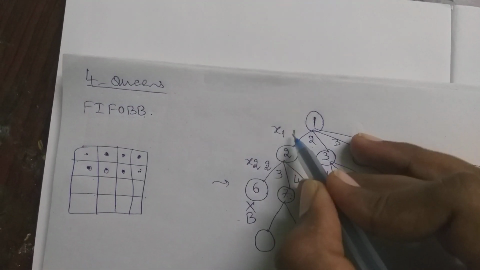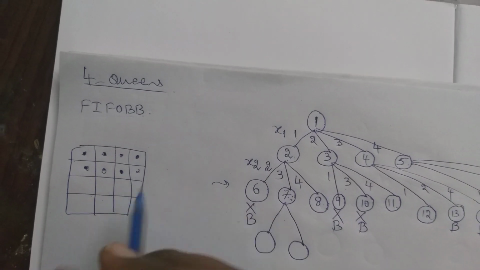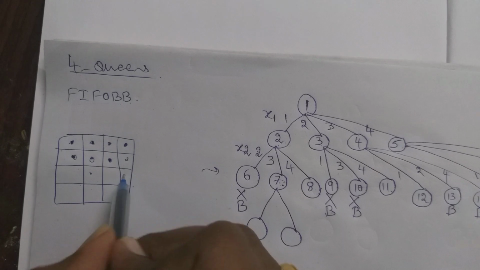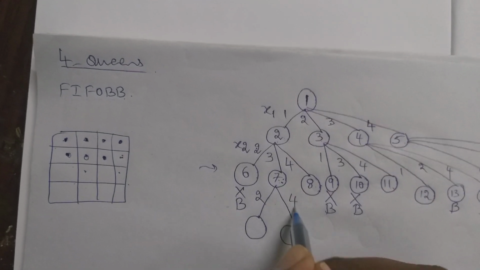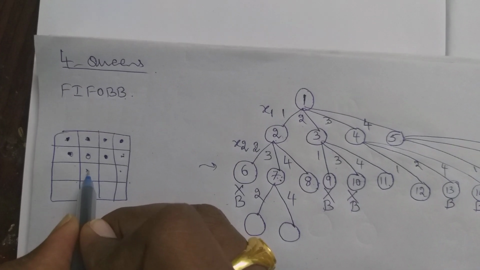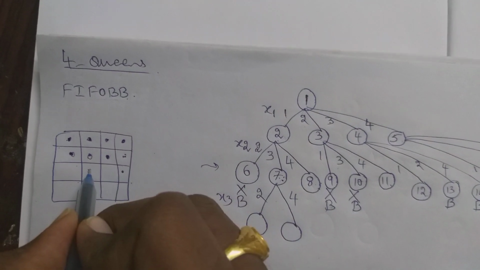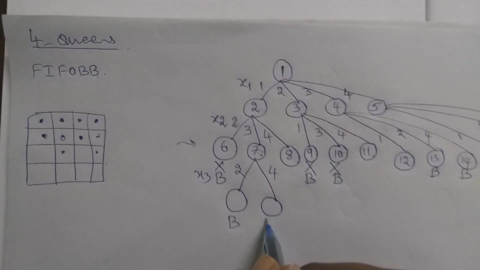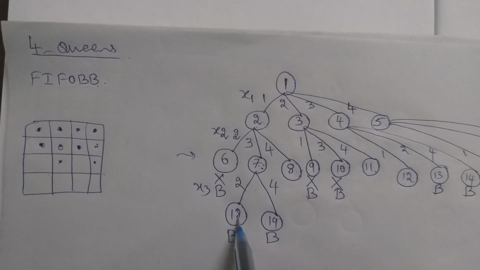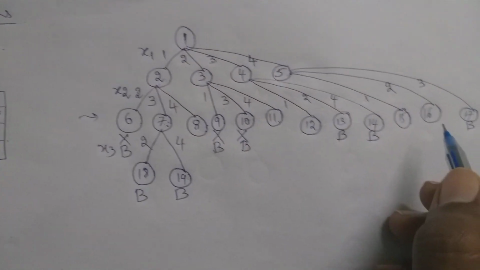Queen 1 in the first column, queen 2 in the third column. We check whether queen 3 can be placed in column number 2 and column number 4. If queen 3 is placed in column 2, it gets attacked. Placing queen 3 in column 4, attack. Therefore, the bounding condition fails for both 17, 18 and 19. Now 18, 19, 8, 11, 12, 15, 16 are the live nodes.